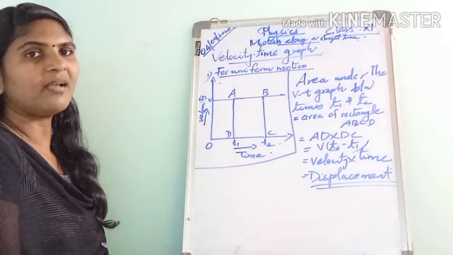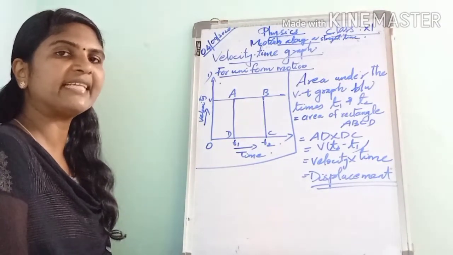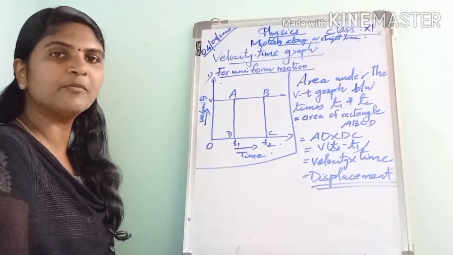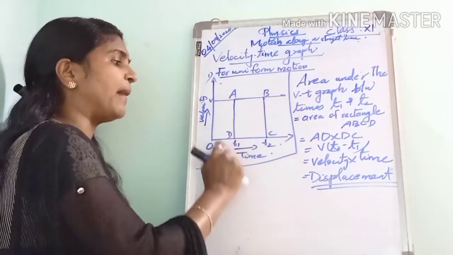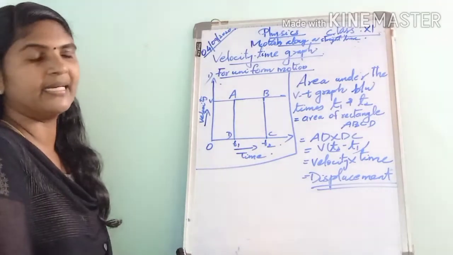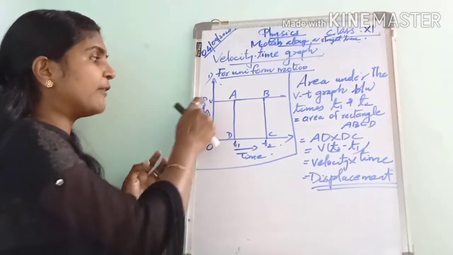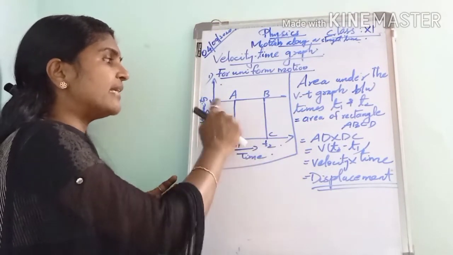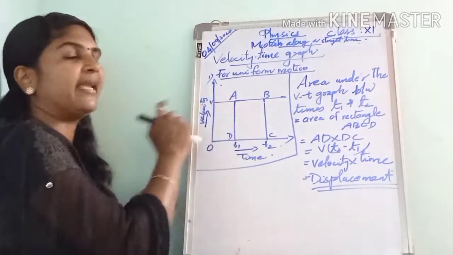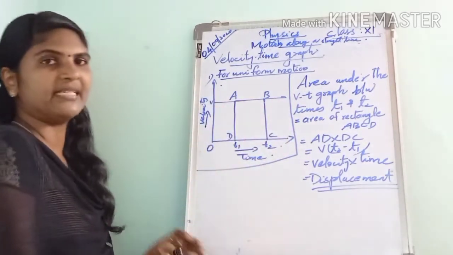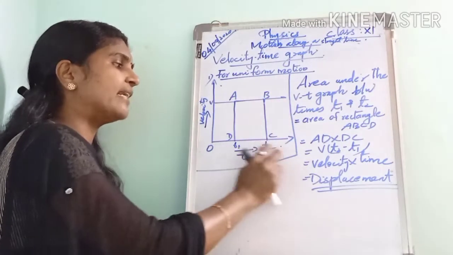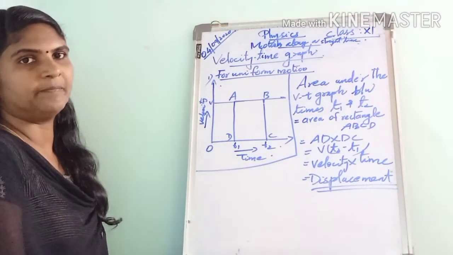What is the nature of the velocity time graph for an object in uniform motion? It is a straight line parallel to the time axis. Here, the graph starts from here, and as time passes, its velocity remains here only. There is no change in velocity, so we get a straight line parallel to the time axis.